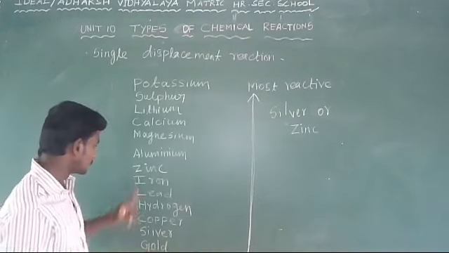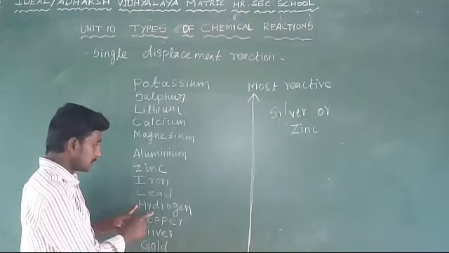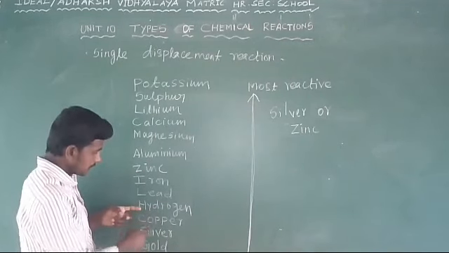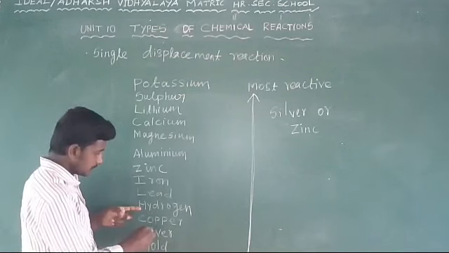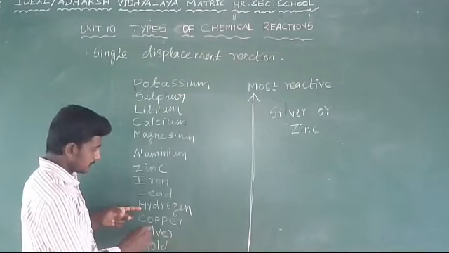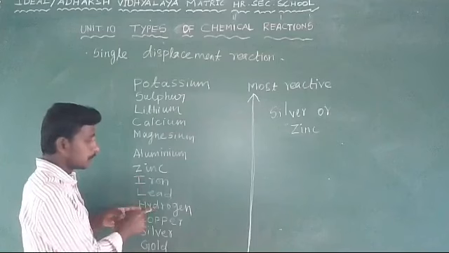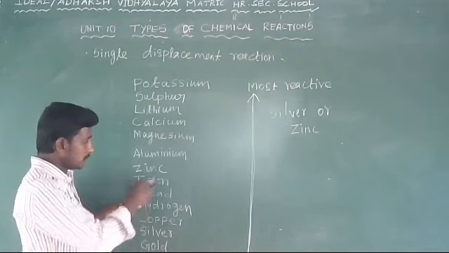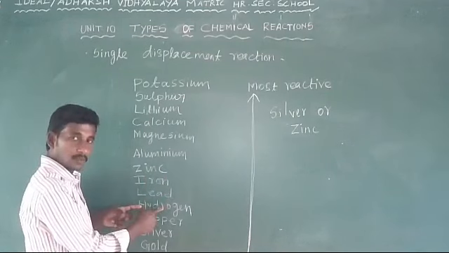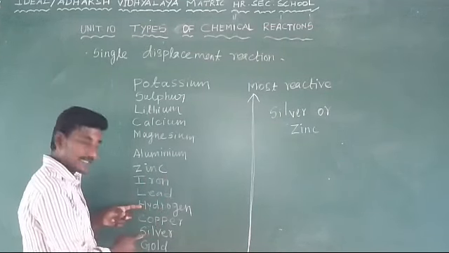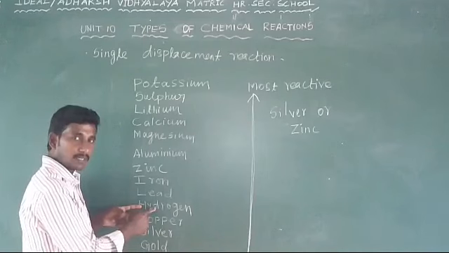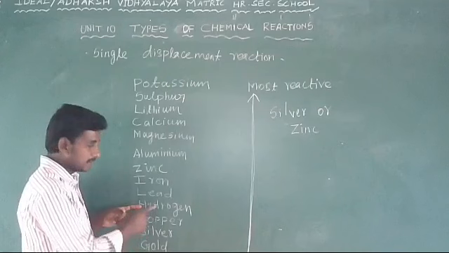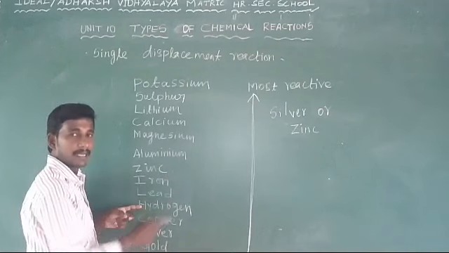Okay, look at this. Here, hydrogen is placed here, and silver is below hydrogen, but zinc is present above hydrogen. So zinc is more reactive than hydrogen, and silver is less reactive than hydrogen. So silver cannot displace hydrogen from hydrochloric acid.